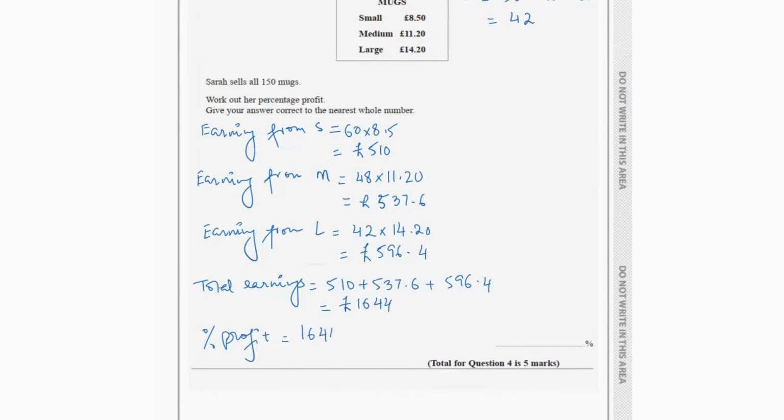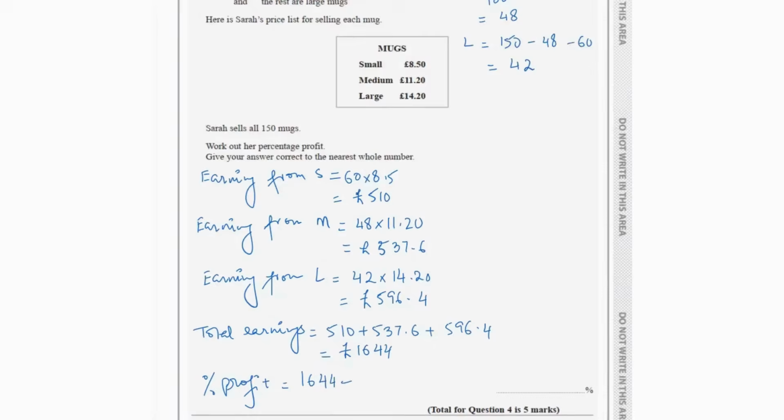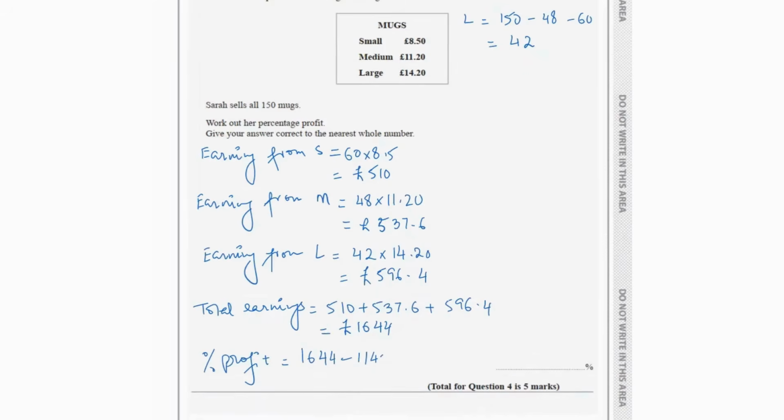So what she's earned minus the cost, which was 1,140, divided by the cost times 100. It's the same as percentage increase: new price minus old price divided by old price. So what she's earned minus the cost divided by the cost. So that gives us 44.2%. They want the answer correct to the nearest whole number, so that's 44%. That is the percentage profit.